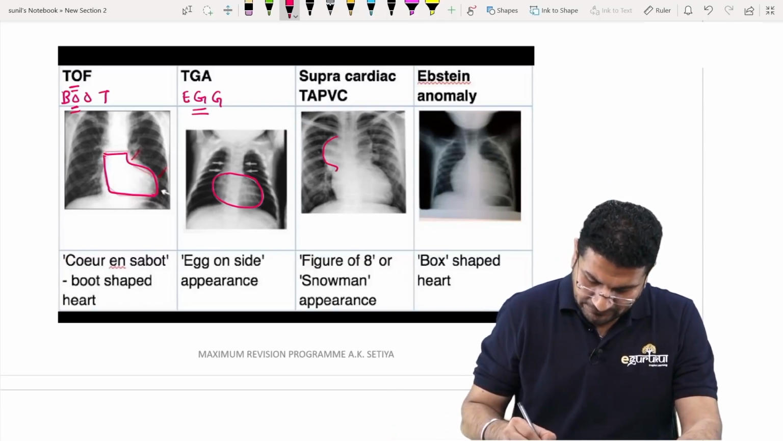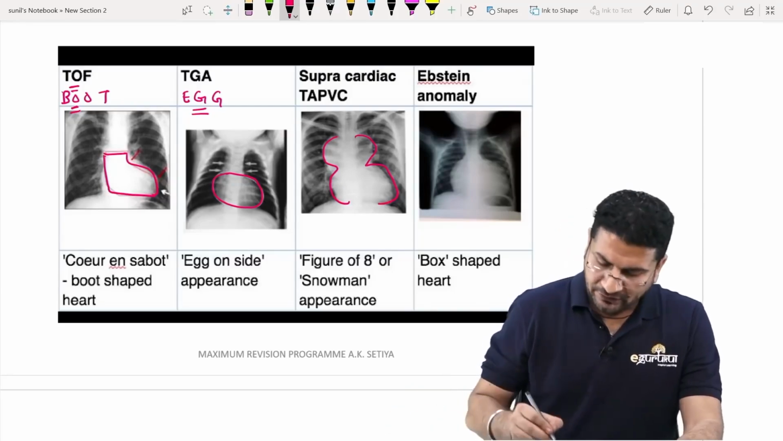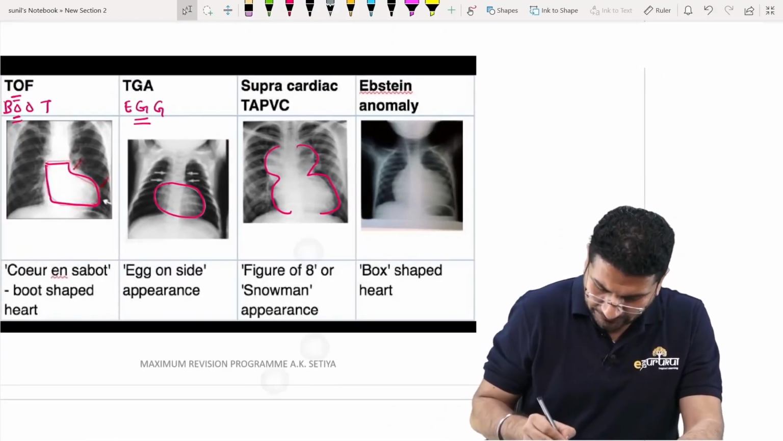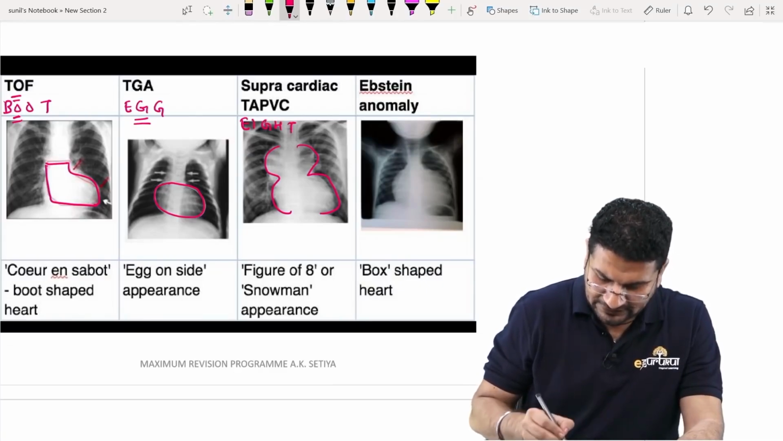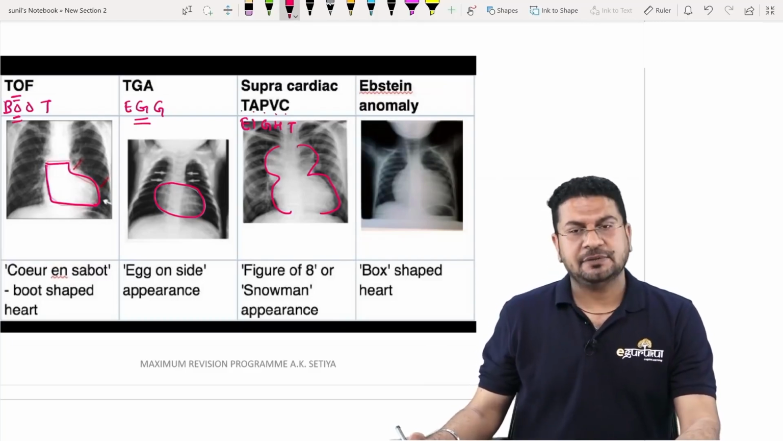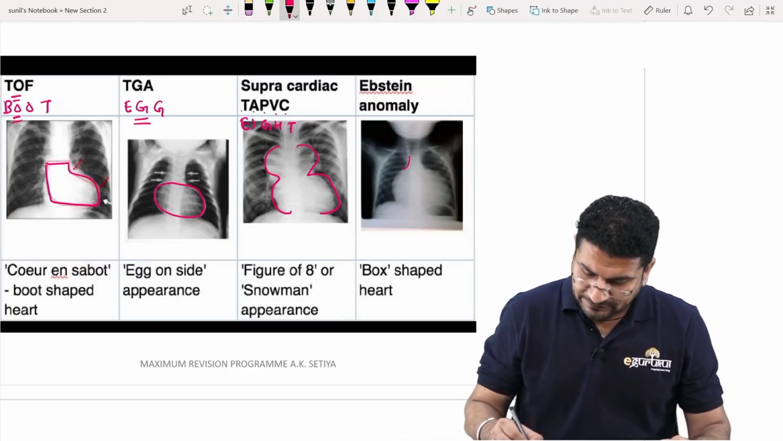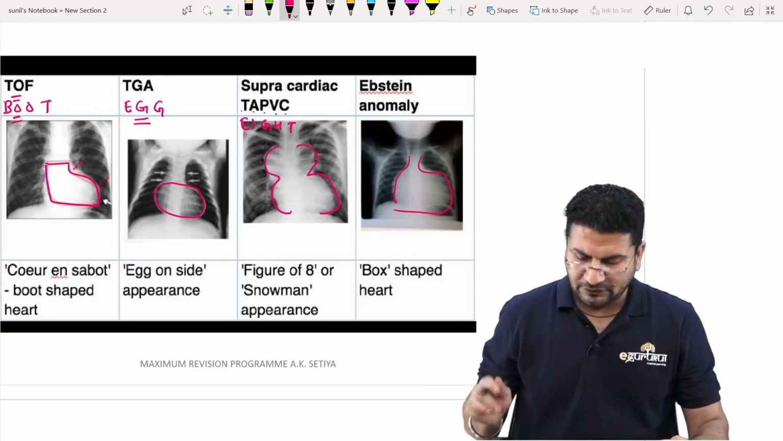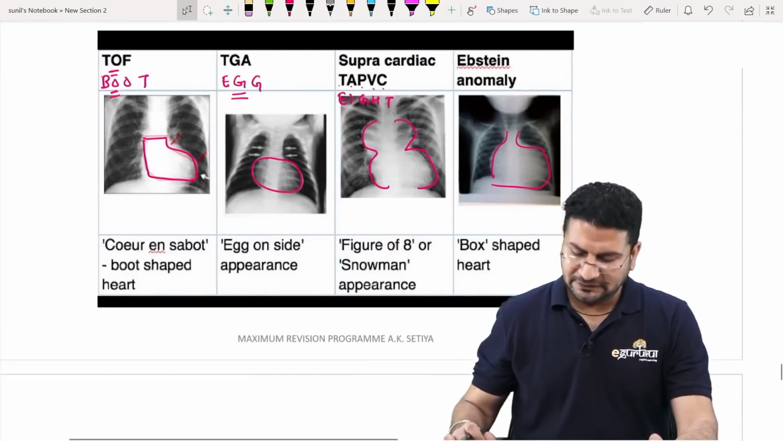Okay, you can see this is called figure of 8 appearance or snowman heart. Figure of 8 or snowman heart. So if I write 8, EIGHT and TAPVC both have 6 alphabets. Epstein anomaly, you will see the heart shape looks like a box. We call this boxy heart or box shape heart. So these are 4 questions that sometimes they ask repeatedly in exams.